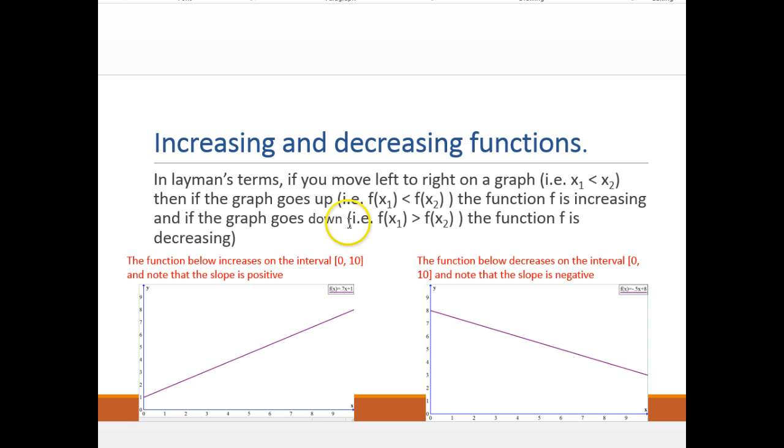However, if the graph goes down, in other words, if the first y value, f of x1, is greater than the second y value, f of x2, the function is decreasing. So in other words, if I move from left to right and my function goes downward, it's said to be a decreasing function.